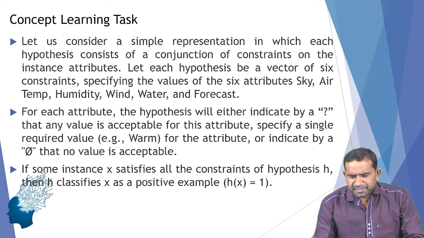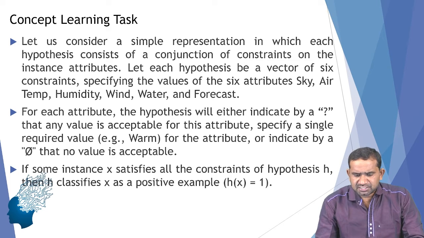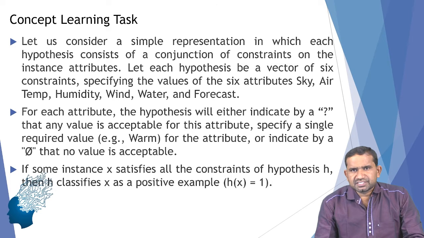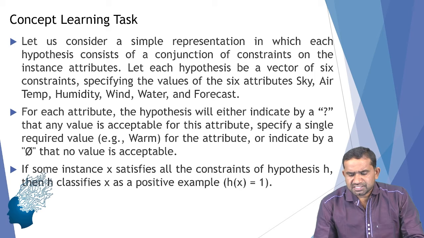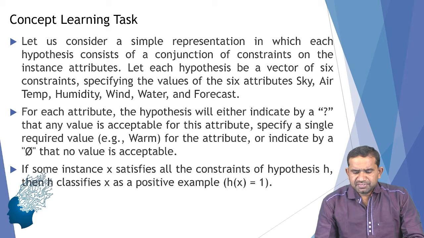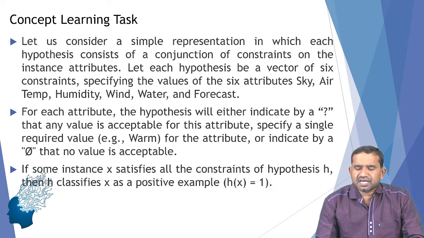Let us consider a simple representation in which each hypothesis consists of a conjunction of constraints on the instance attributes. Each hypothesis can be a vector of 6 constraints, specifying the values of the 6 attributes: sky, air temperature, humidity, wind, water, and forecast.